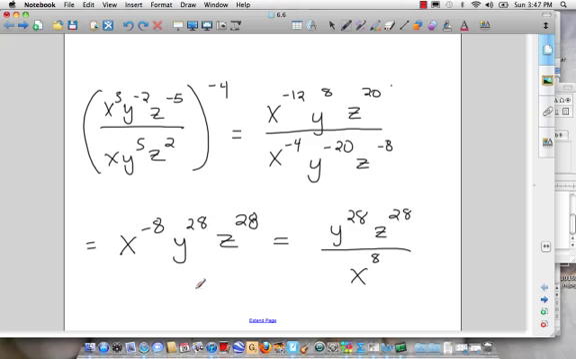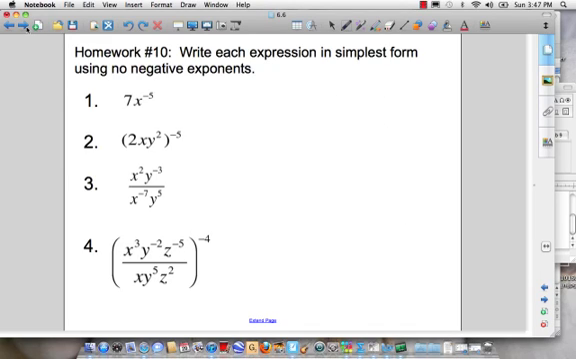Okay, so that was several examples. When you're working on your homework, if you need a reminder, just go back and look at the problem in the video that was similar to the one you're working on, because each of these is very much like one of the examples that I just went over.